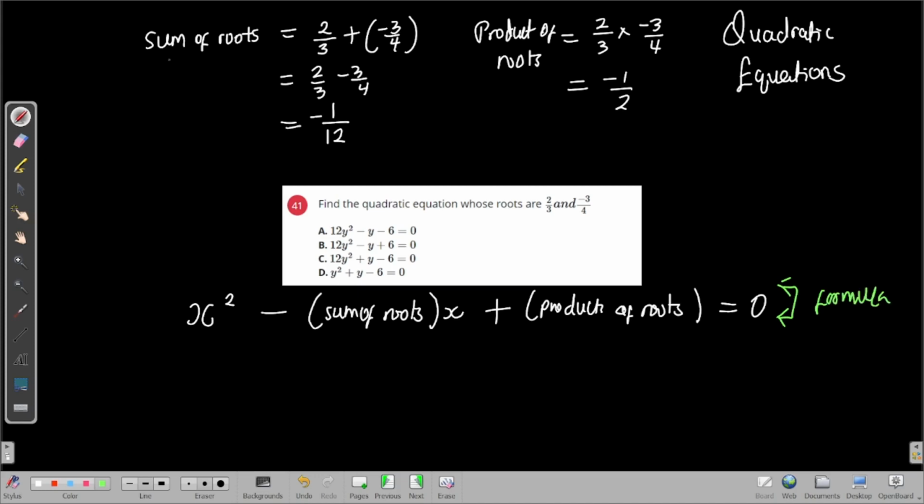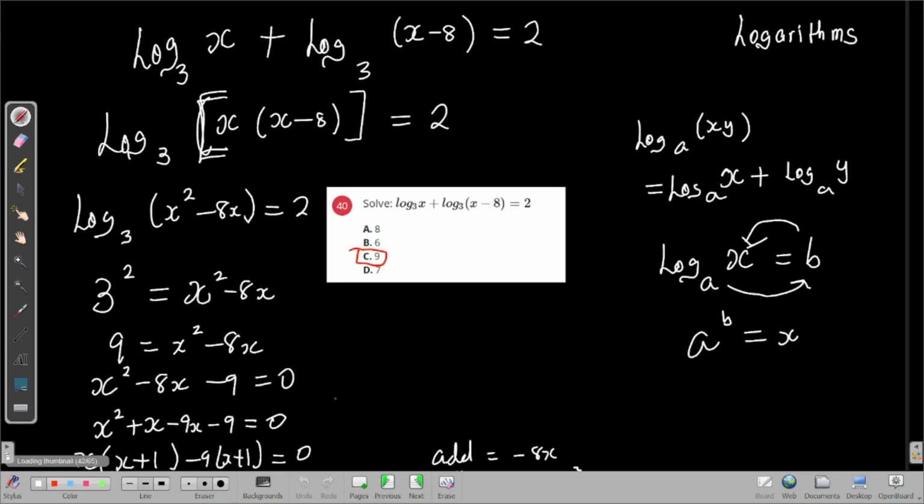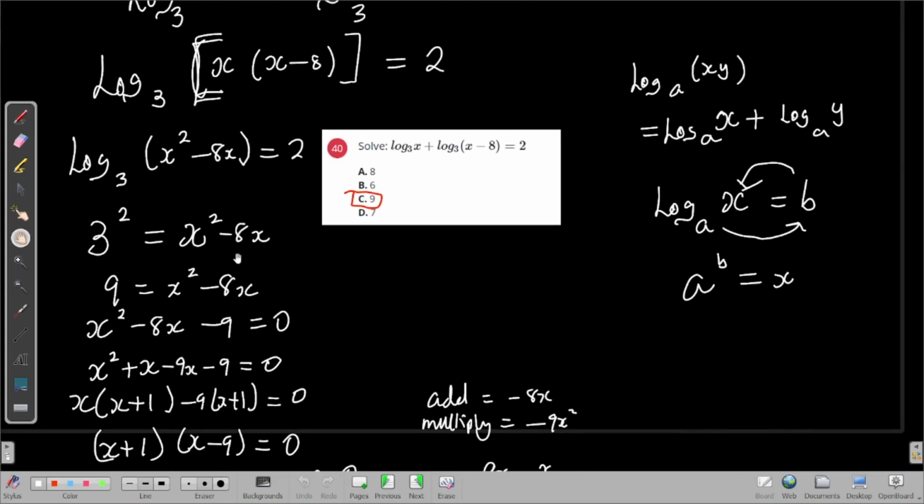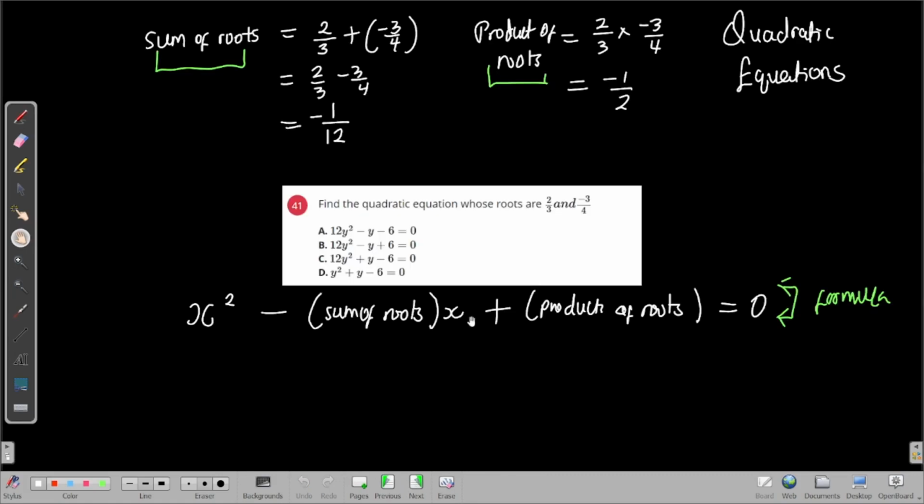So first of all, find your sum of the roots. That is, you add your roots, then find the product, you multiply them. Remember now, when we want to factorize, we usually look for two numbers that when we add, it will give us one number. When we multiply, it will give us another number. So it's the same thing here.